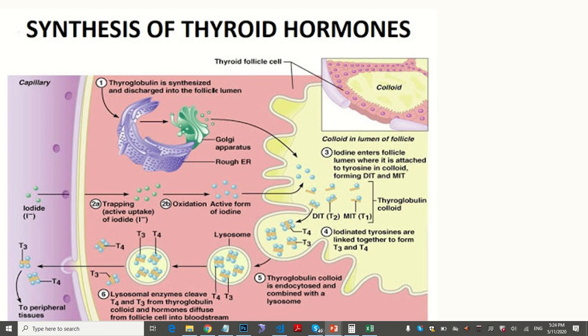Then tyrosine is iodinated, and monoiodotyrosine and diiodotyrosine form. The iodinated tyrosines are then linked together to form T3 and T4. This process is also known as coupling. Coupling occurs when two diiodotyrosine residues combine, they form T4, tetraiodothyronine. And when diiodotyrosine combines with monoiodotyrosine, it forms T3, triiodothyronine. So two DIT form T4, DIT and MIT form T3.